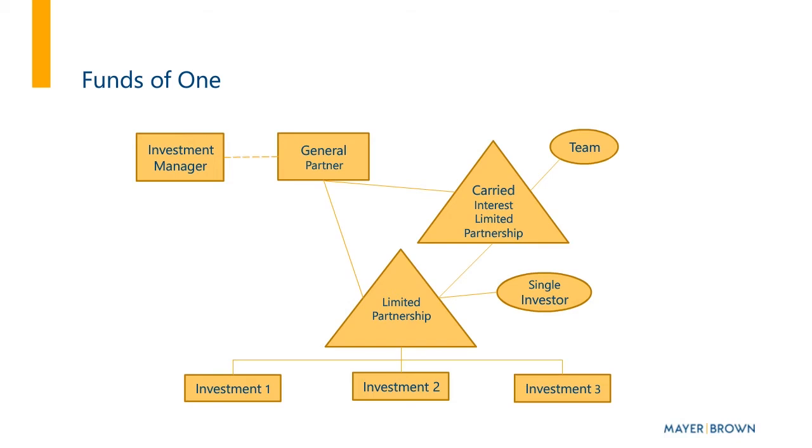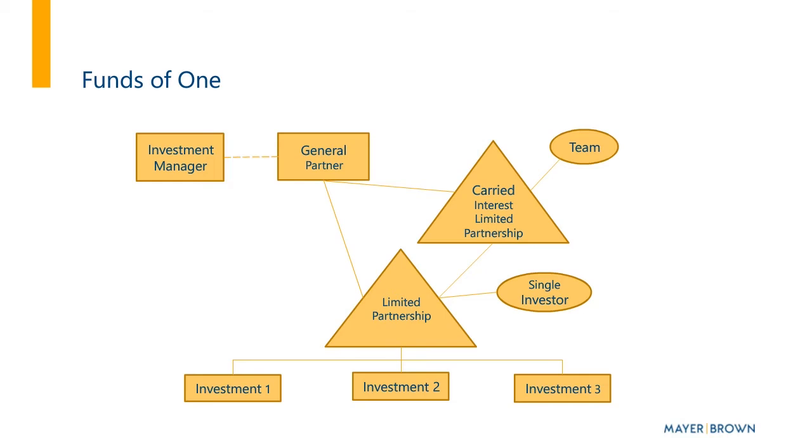Next, we're going to look at funds of one, which, as we noted earlier, can sometimes also be referred to, somewhat confusingly and interchangeably, as separate accounts or separately managed accounts. Really, the key thing to note here when looking at the structure chart is that this is pretty much identical to the chart we showed earlier for pooled funds. In fact, the only real difference is that this structure only has a single investor rather than multiple investors, and hence its name.